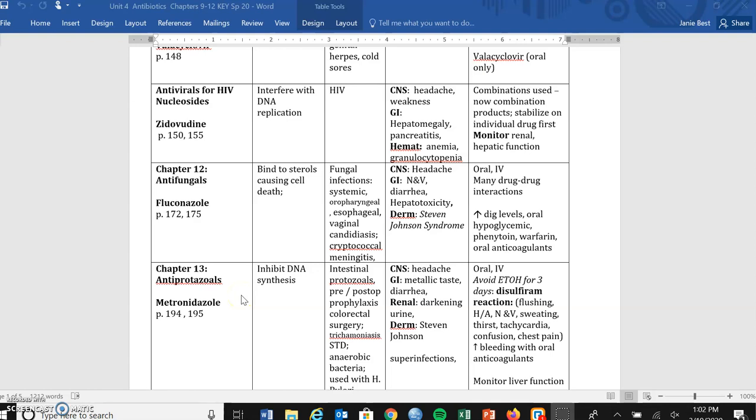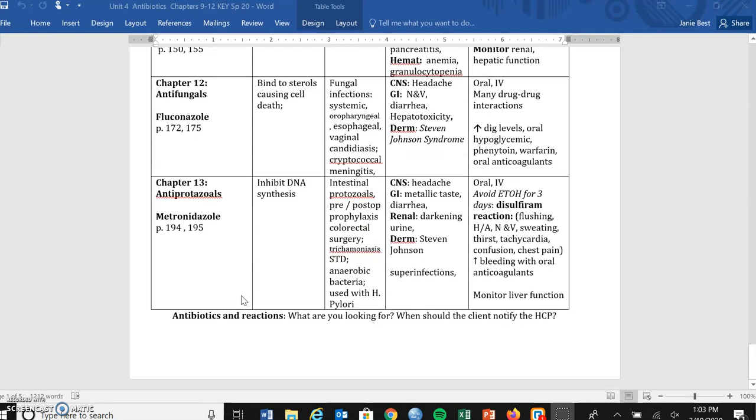So that would imply that these drugs are important to be aware of, and if your patient is on a combination of these drugs, you must monitor drug levels, particularly for digoxin, oral hypoglycemics and insulin, phenytoin, warfarin, and anticoagulants.